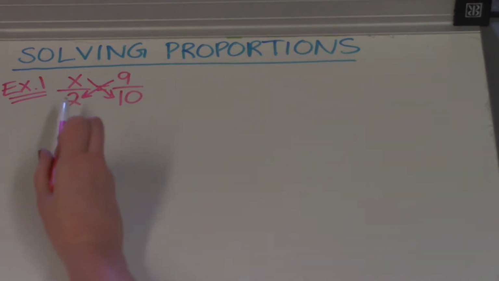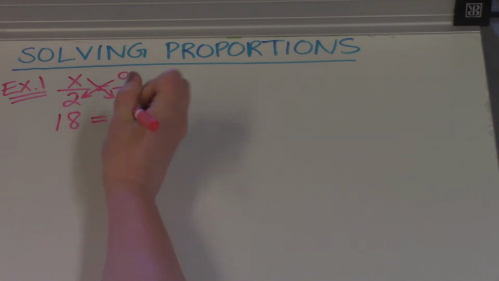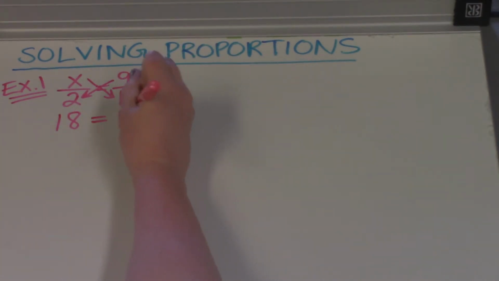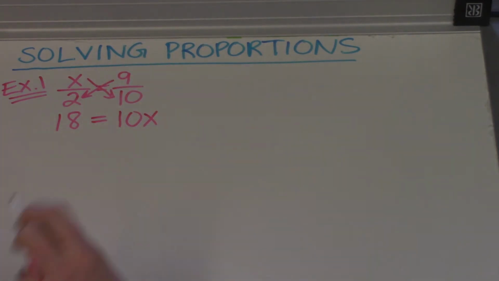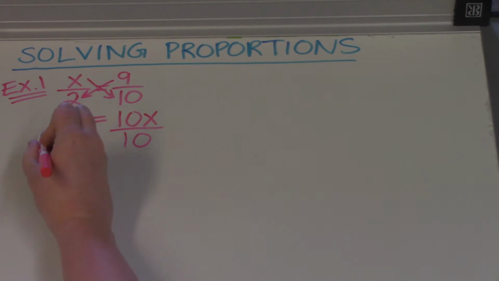When I multiply 9 times 2, I get 18 equals x times 10, which would be 10x. Now I want to get x alone, so I'm going to divide both sides by 10.